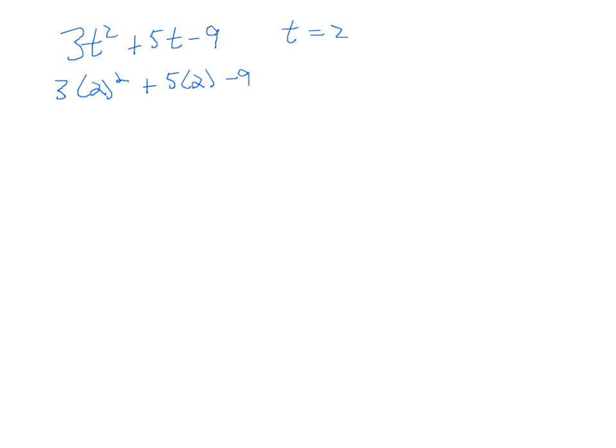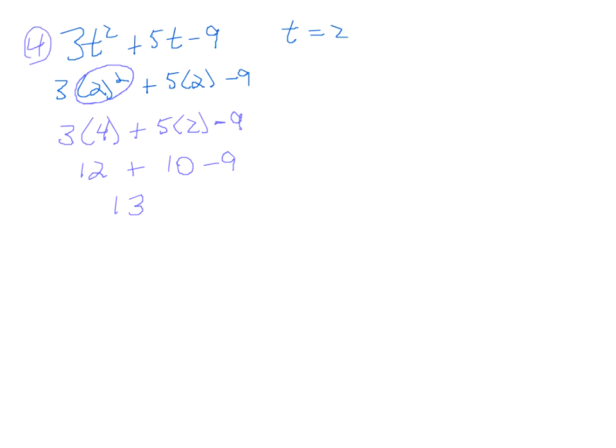Now to do the order of operations, I have to do my brackets first. There's nothing inside the brackets. I'm going to do my exponents next. This is 2 squared. It's not 3 times 2 first. That's multiplication before the exponent. I have to do the exponent first. So this is 4. Now I can do the multiplication, 12, 10, and now I can do the addition and subtraction. So 10 minus 9 is 1, plus 12 is 13.